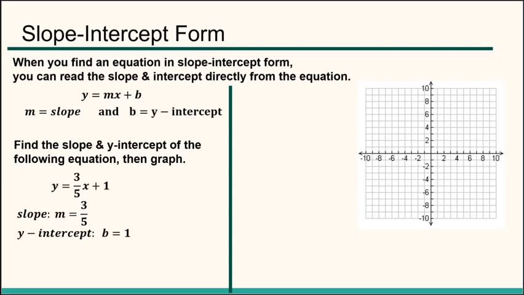So y-intercept, what does that mean? Well, that means that's the place where it intercepts the y-axis. In other words, that's the point 0, 1. Nowhere on the x-axis, but 1 on the y-axis. So let's make that point.